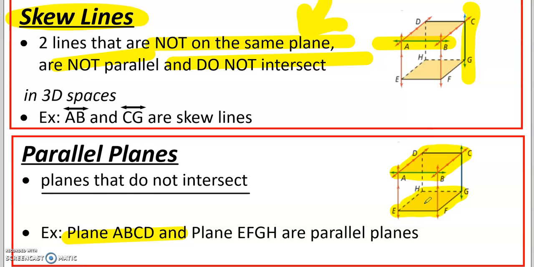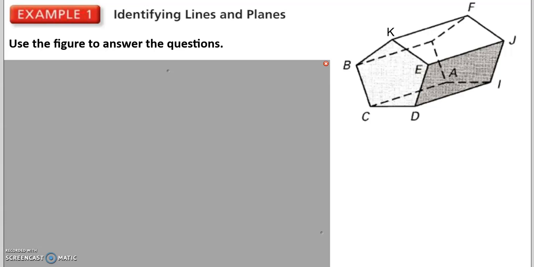Or the two walls that are opposite each other. They are never intersecting. They are planes. They are surfaces. Okay, so what we need to be able to do with all of these definitions is answer some questions. Okay, so that's what we want to practice in this example.